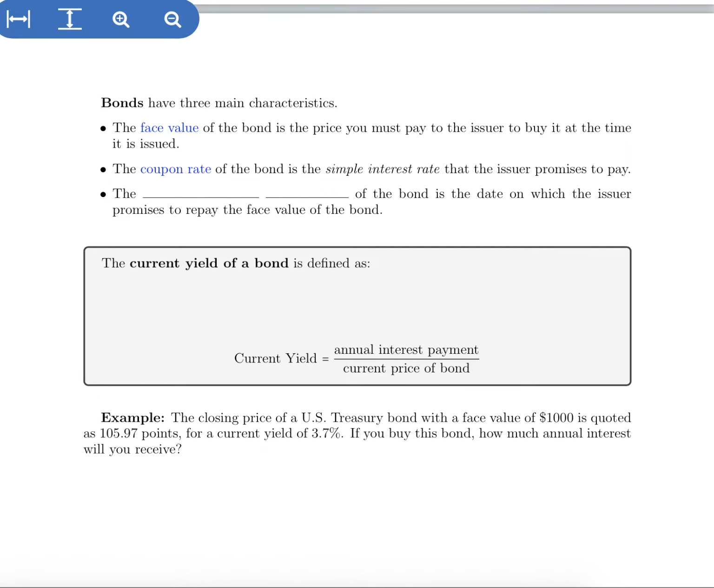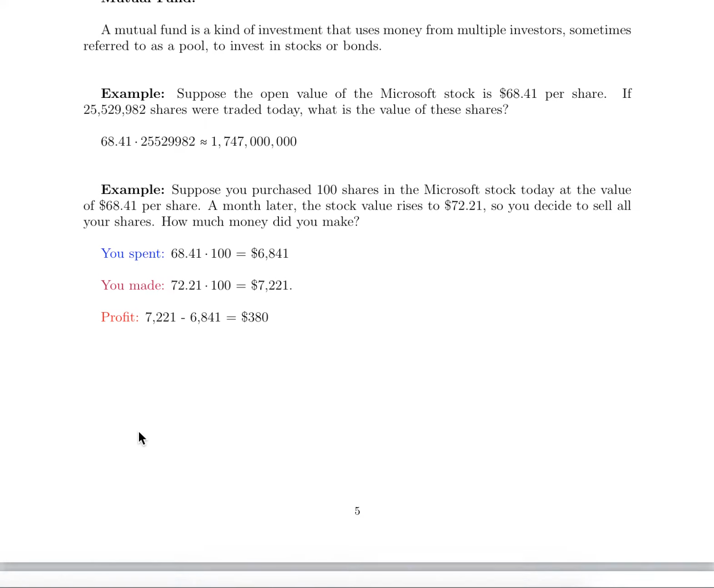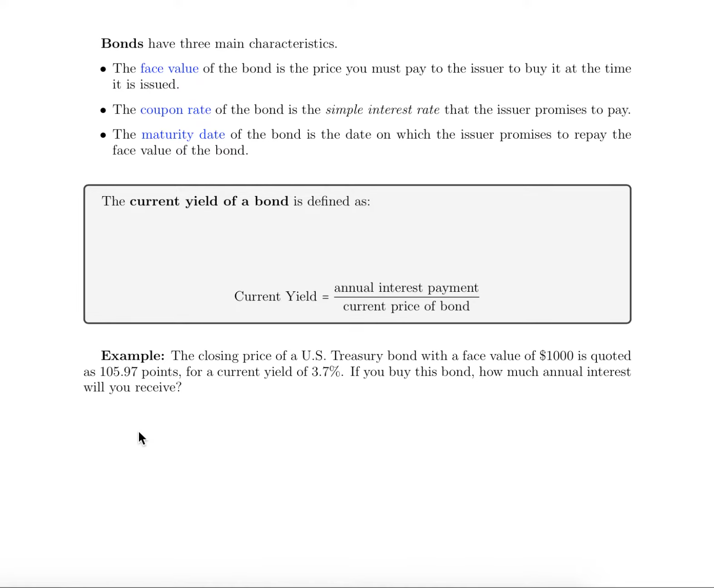Next is going to be the maturity date of the bond. Oh goodness, what is happening with this PDF? There it is. The maturity date of the bond is the date on which the issuer promises to repay the face value of the bond. So we have face value, coupon rate, and maturity date are the three main characteristics of a bond.